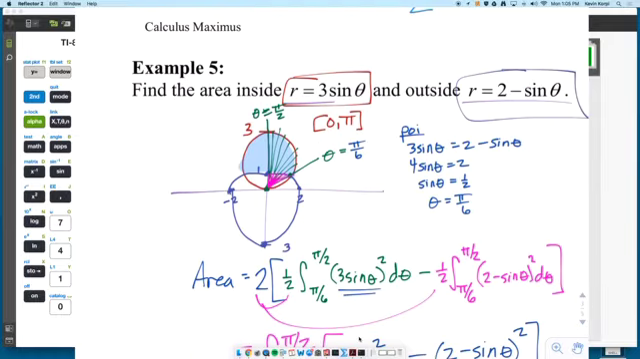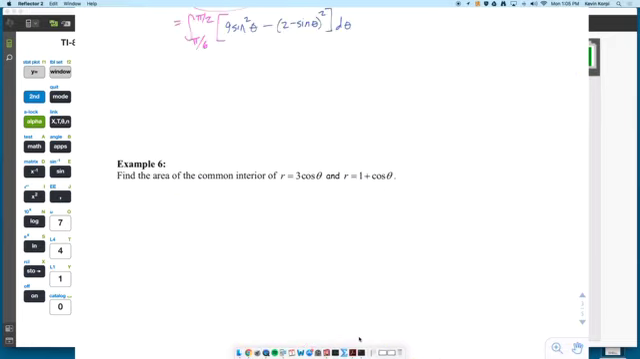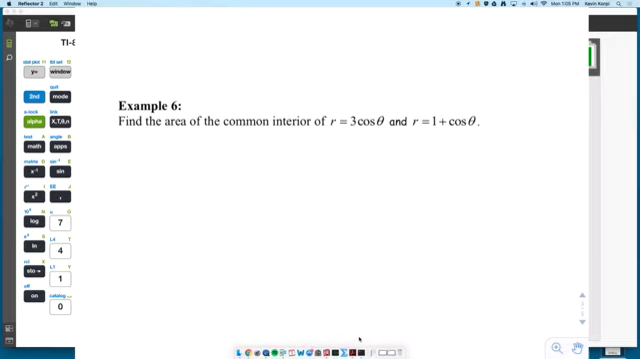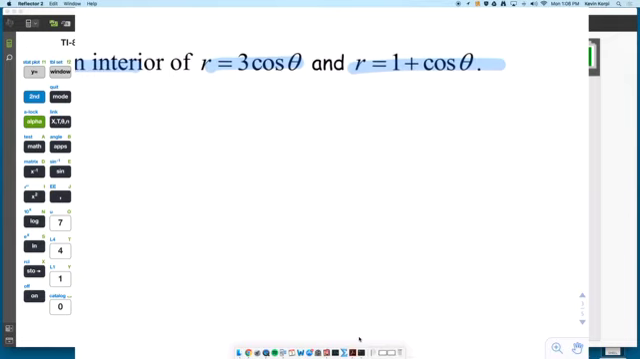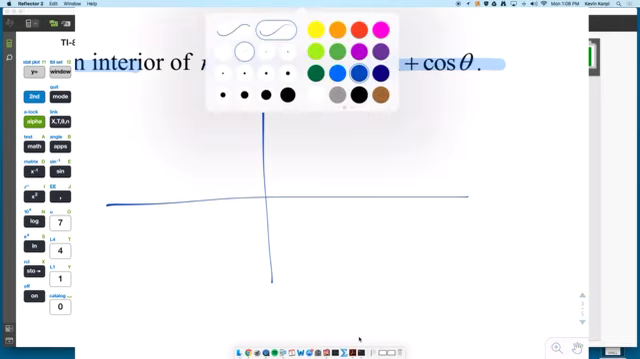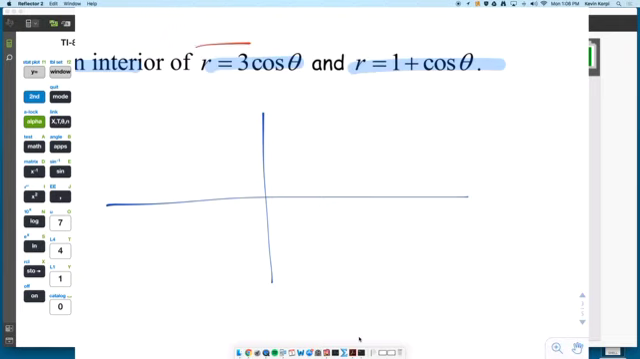Okay, let's move on to the next one then. Because this one is the same interval, but it's not always that case. Example 6. Find the area of the common interior of r = 3 cosine of theta and r = 1 plus cosine of theta. Step 1, identify the 2 curves. Let's color code them. This one I'll use red.